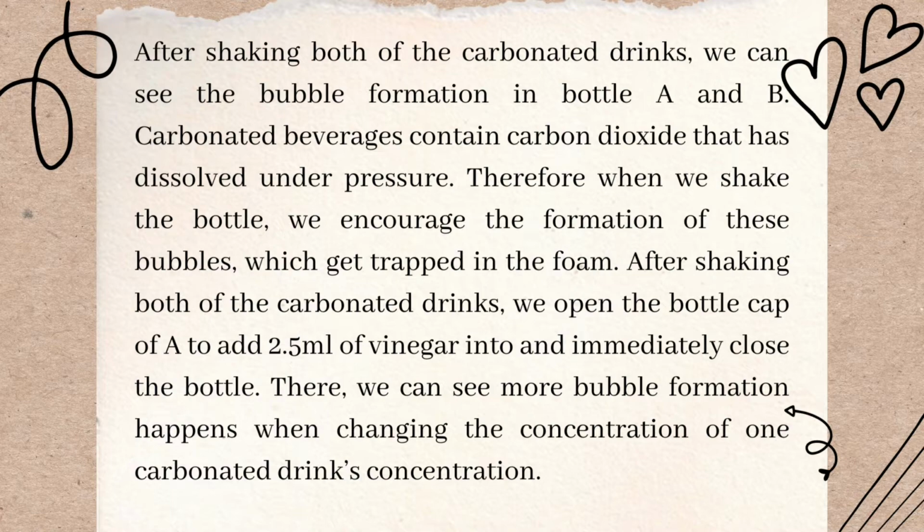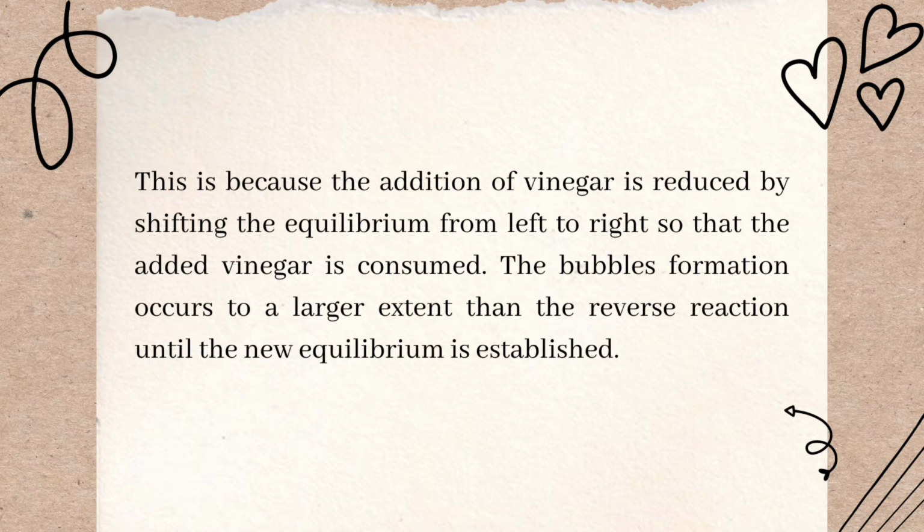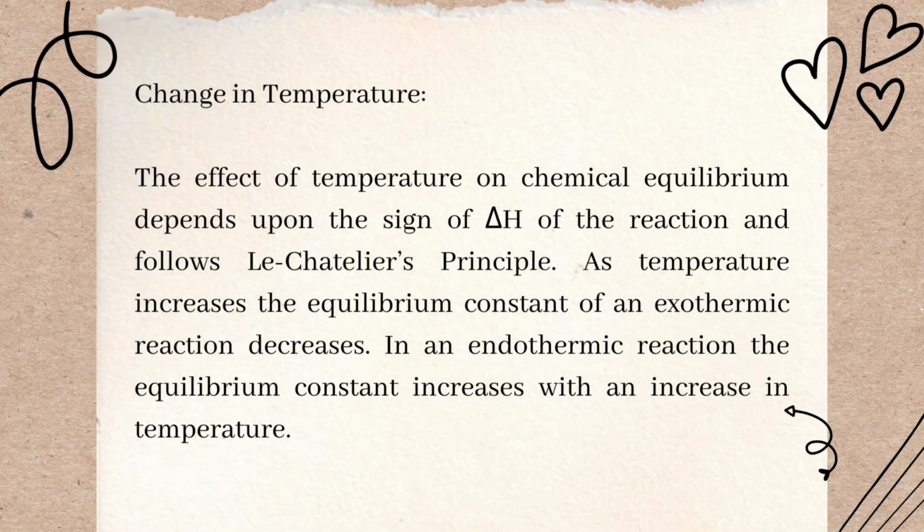After shaking both of the carbonated drinks, we open the bottle cap of A to add 2.5 ml of vinegar and immediately close the bottle. There, we can see more bubble formation happens when changing the concentration of one carbonated drink. This is because the addition of vinegar is reduced by shifting the equilibrium from left to right so that the added vinegar is consumed. The bubble formation occurs to a larger extent than the reverse reaction until the new equilibrium is established.